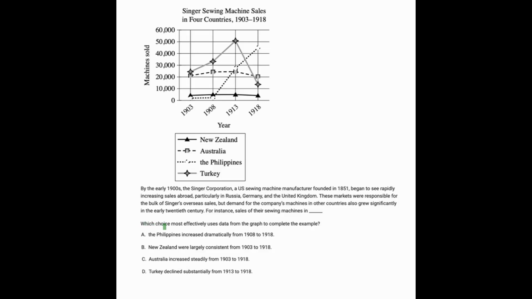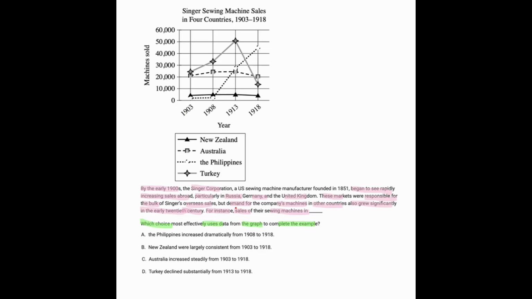Starting with the prompt, which choice uses data from the graph to complete the example? So let's look at the description here to see if we can find out what the example is. By the early 1900s, the Singer Corporation began to see rapidly increasing sales, particularly in Russia, Germany, and the UK. These markets were responsible for the bulk of their overseas sales, but demand for the company's machines also grew in other countries, also grew significantly in the early 20th century. For instance, sales of their sewing machines in.